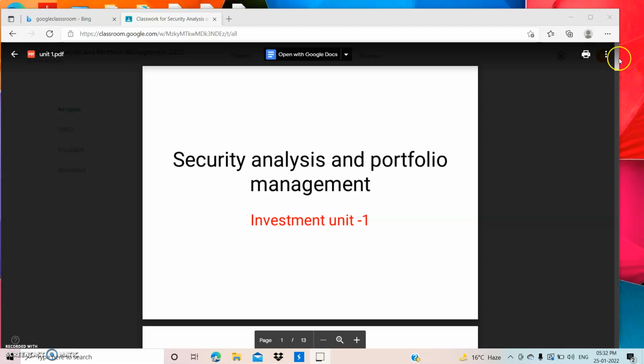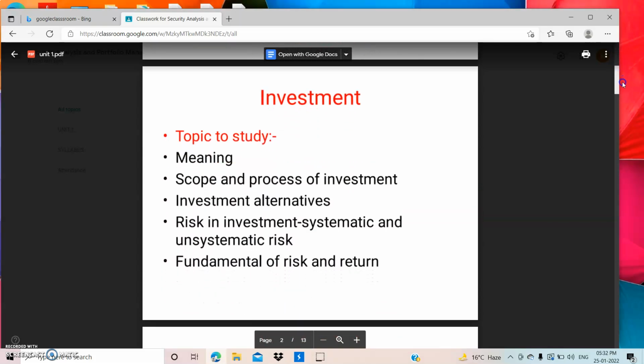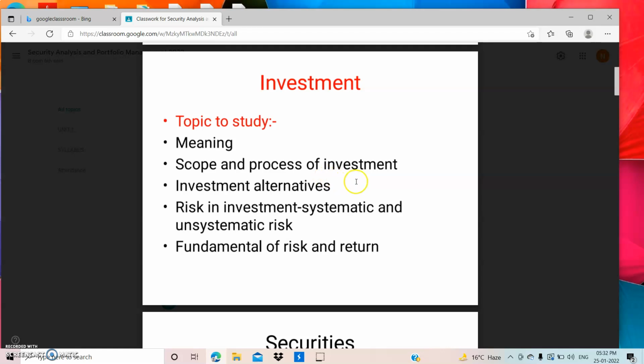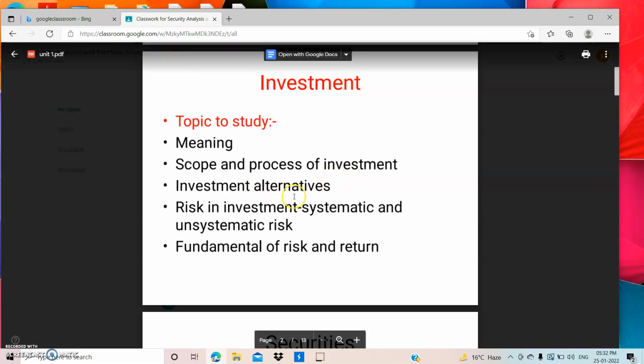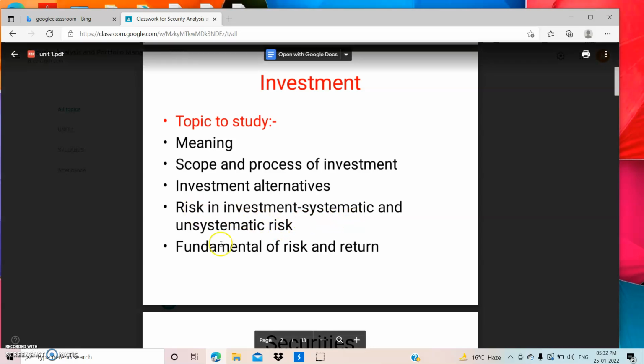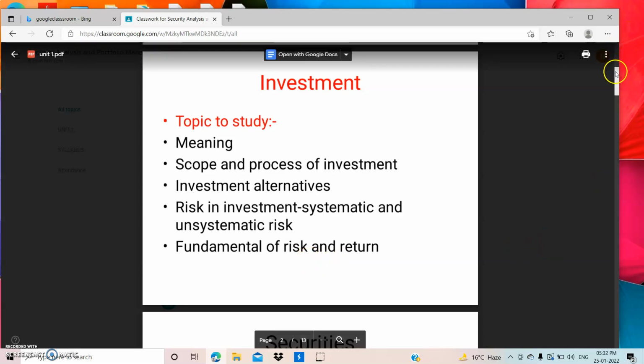So today we'll discuss the first unit. In the first unit, the topics that we will be covering include the meaning of investments, scope and process of investments, investment alternatives, risks in investments which include systematic and unsystematic risks, and finally we'll discuss the fundamentals of risk and return. So, talking about investment.